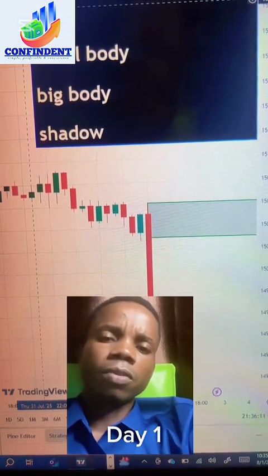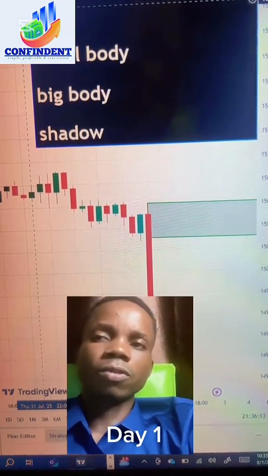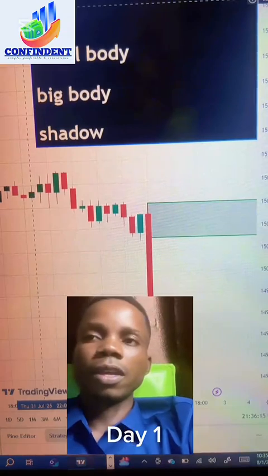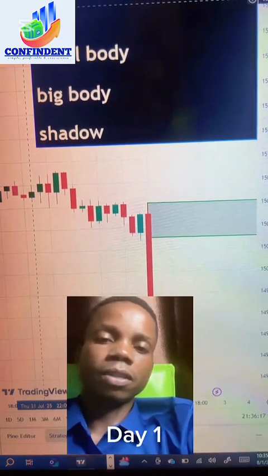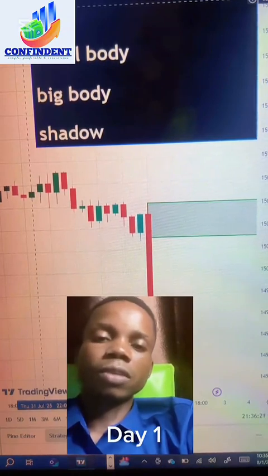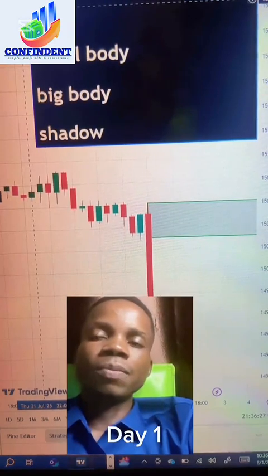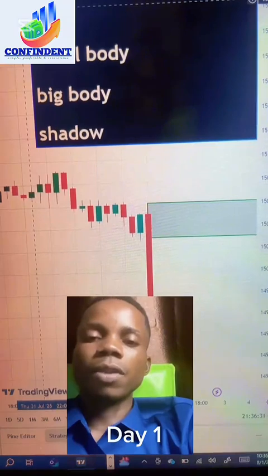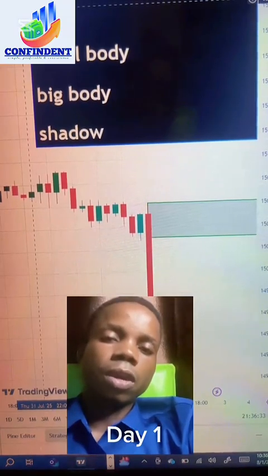Now, before a language can exist, you and I have to understand very well that there must be an alphabet. So Japanese candlestick is really an alphabet. There is a language of the market, and the Japanese candlestick is the alphabet of that language. That is the definition of a Japanese candlestick.